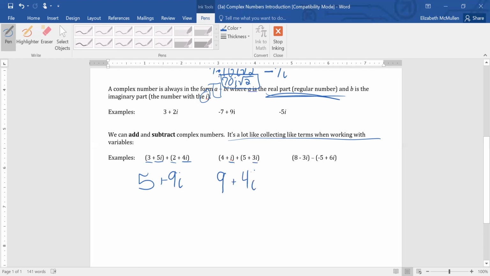Pay attention though if we have negative signs. This negative sign here will mess you up and cause you all kinds of havoc if you do not deal with it. Because we have a negative sign in front of the parentheses, I need to change the sign of everything inside. It's exactly like distributing a -1. So make this a positive, change the sign of everything in the parentheses, then combine. 8 plus 5 is 13. -3i minus 6i gives me -9i.